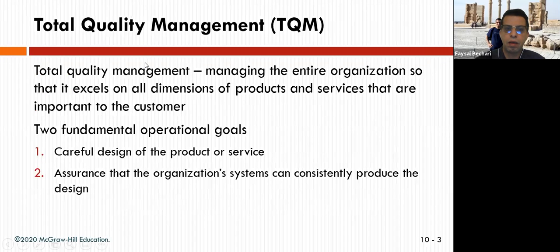Now, what is total quality management? Total quality management is managing the entire organization so that it excels on all the dimensions of products and services that are important to the customers. So if you're running a good operation, you're managing well, then one of the main goals is reaching total quality management, or TQM.